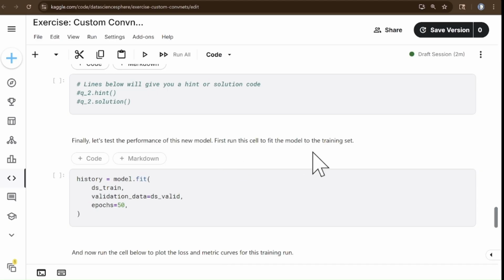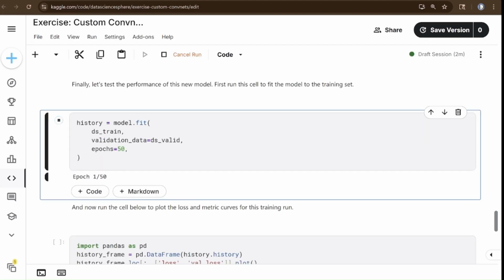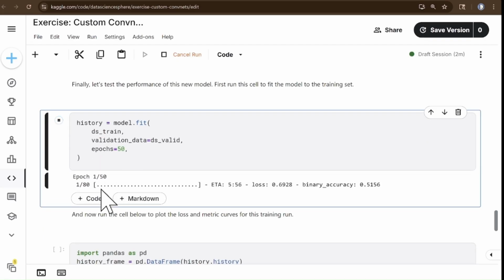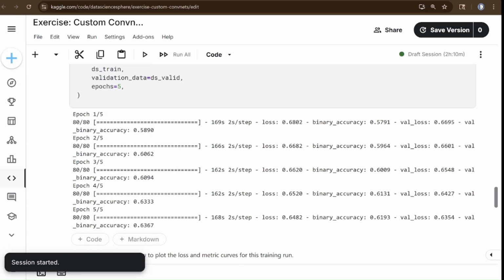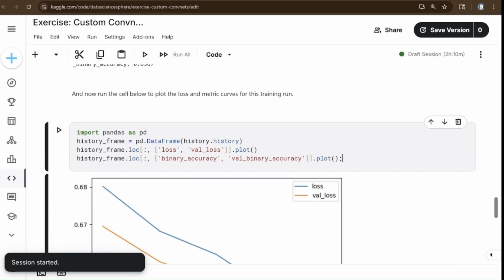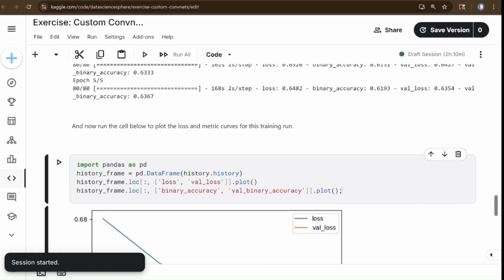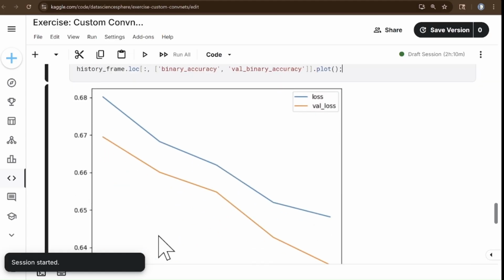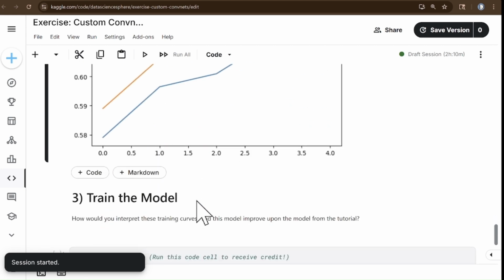First run this cell to fit the model to the training set. Now you see 50 epochs, so you have to complete 50 by 50. It was taking too much time, so I have reduced the epochs to 5, and then we have plotted the loss, validation loss, binary accuracy, validation binary accuracy. It will perform better if you increase the epochs. So see, this is the binary accuracy and validation binary accuracy.